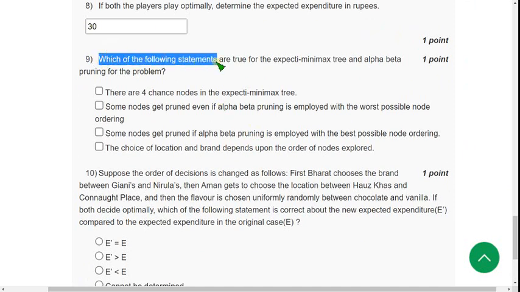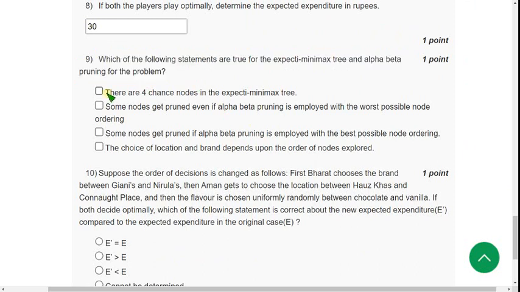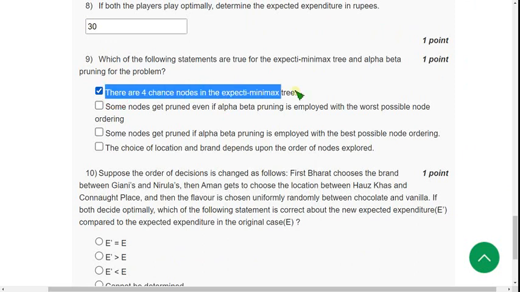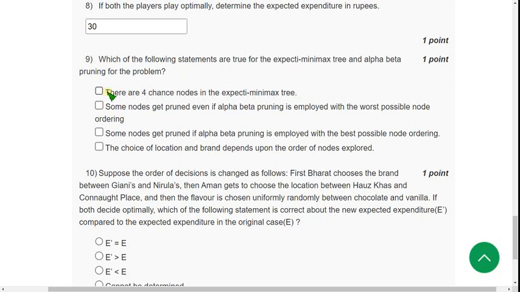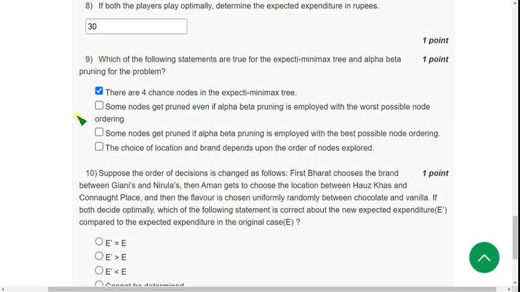Which of the following statements are true for the expected minimax tree and alpha beta pruning for the problem? So for the 9th question, I have got the solution. I think for the 9th question the first option is correct. I'm going with only one option and I'm not sure about the other options, so I am only marking the first option. If you guys know the exact answer, please mention it in the comment section.